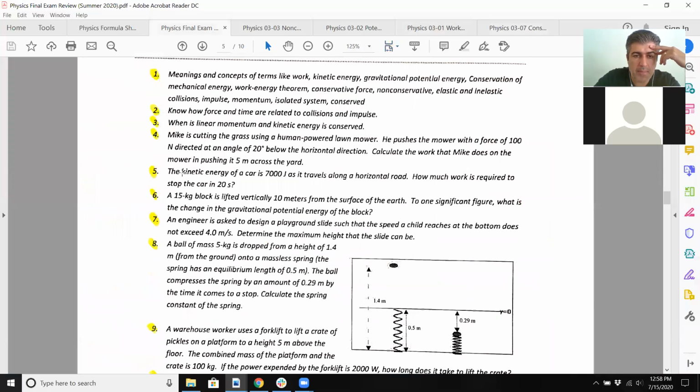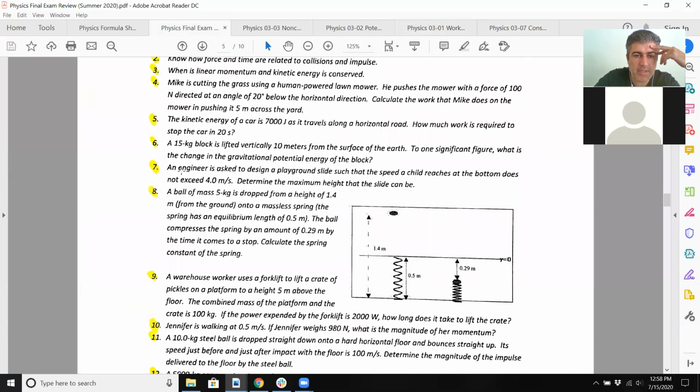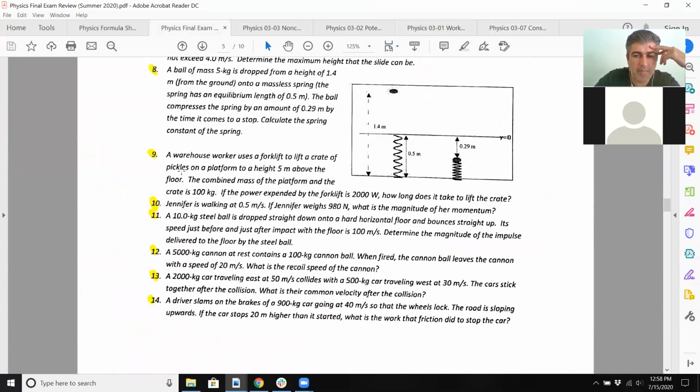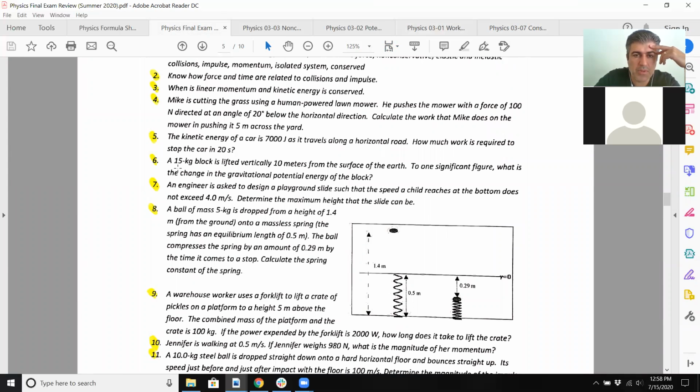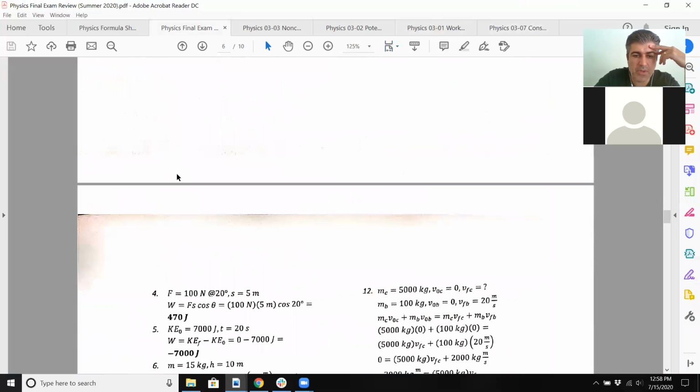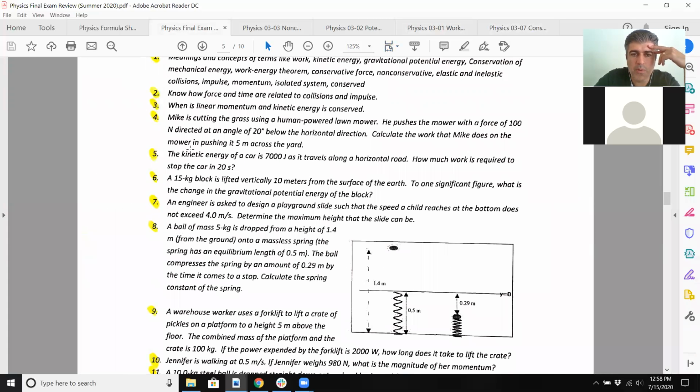Now we actually get to some problems here, like 4, 5, 6, 7, 8, 9, 10, 11, 12, 13, 14. Okay, so I like them all. Well, initially I do. Let's just make sure they're okay. And you can see they start the solutions with number 4. So number 4, Mike's cutting grass. He pushes the mower with a force of 100 newtons directed at 20 degrees below the horizontal direction. Calculate the work that Mike does on the mower pushing it 5 meters across the yard.